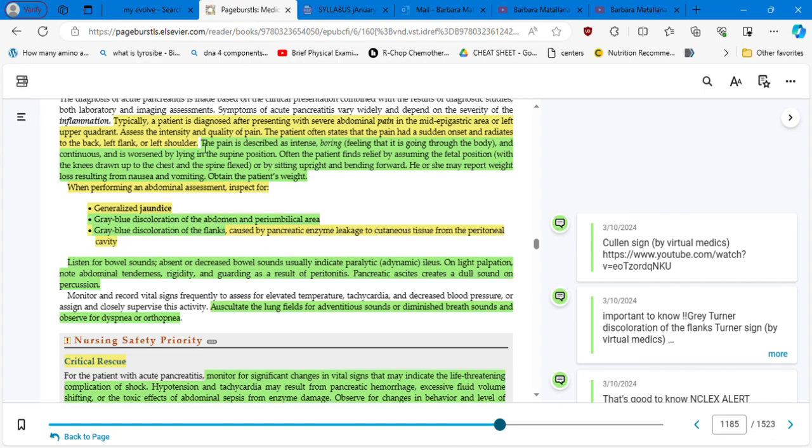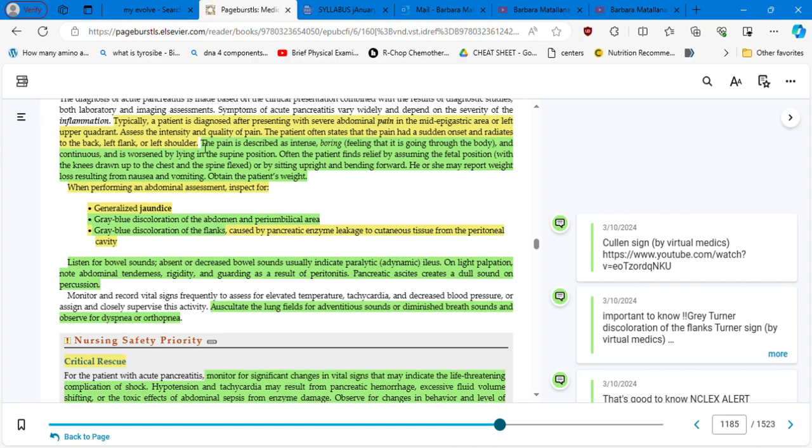Often the patient finds relief by assuming the fetal position with the knees drawn up to the chest and the spine flexed, or by sitting upright and bending forward. Okay, he or she may report weight loss resulting from nausea and vomiting. Obtain patient weight.